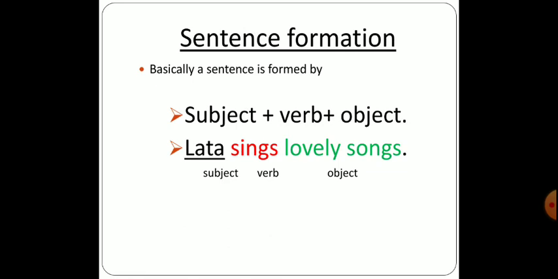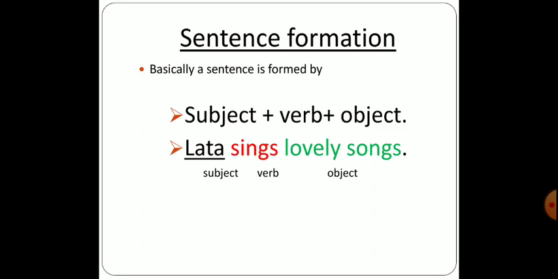Lata sings lovely songs. So you can see over here that Lata becomes the subject. Now what do you mean by subject? Subject means name of person, place, animal or thing. Now subject could be a noun as well as a pronoun. He, she, it can also be called a subject. So subject includes nouns and pronouns. Nouns mean name of person, place, animal or thing. Pronouns include he, she, it, they, we, us, etc.